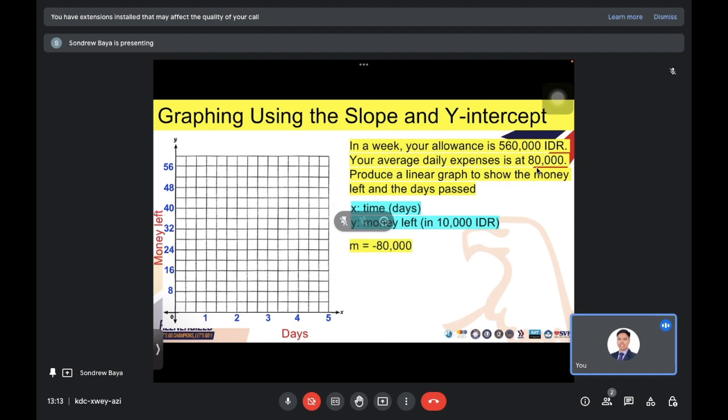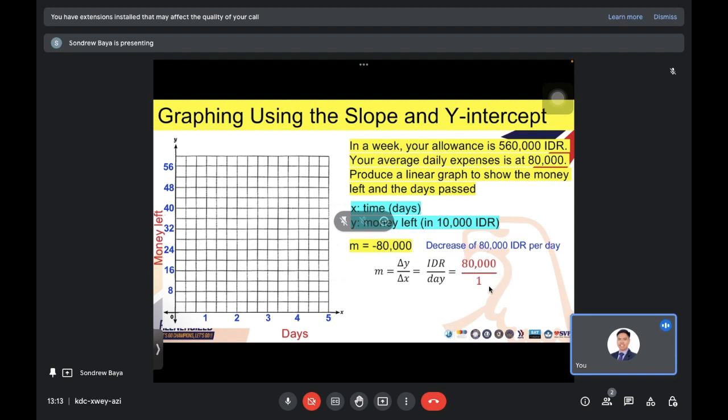So we say the slope is negative 80,000. It's negative because it's an expense, meaning your money decreases by 80,000 every day. Since it decreases, we can write it as a negative amount. So negative 80,000: there is a decrease of 80,000 per 1 day. Okay? So this is the meaning of the slope. You have to know how to identify and interpret the slope. The slope here, negative 80,000, means a decrease of 80,000 every day.